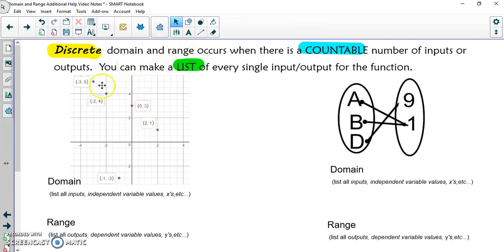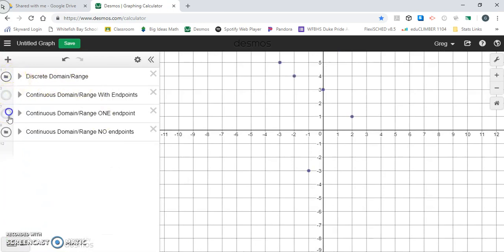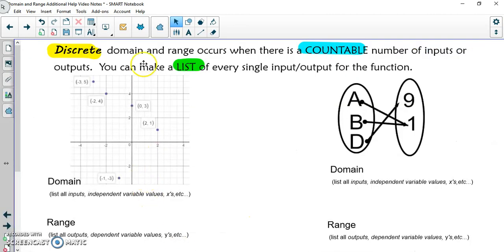So for instance, I have this graph right here, and I also have this graph prepared over here. So here's the graph of our function, and we can see that I can easily count how many points there are. There's 1, 2, 3, 4, 5 points. There's nothing else, so I can count the input-output pairs. So since I can count them, I could just easily make a list of them.